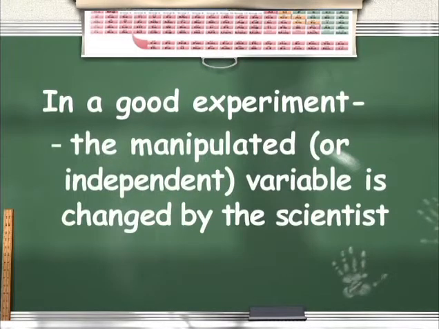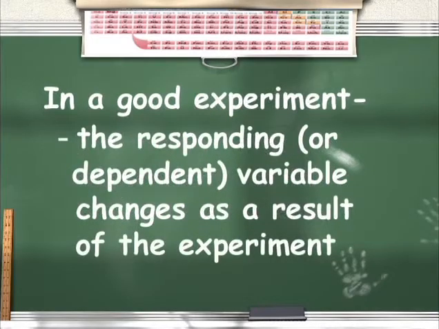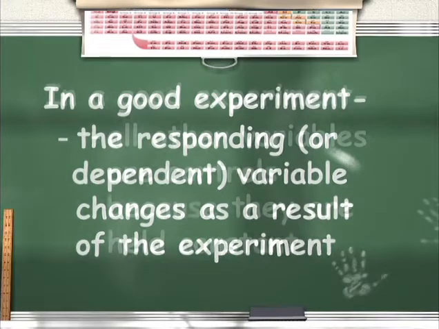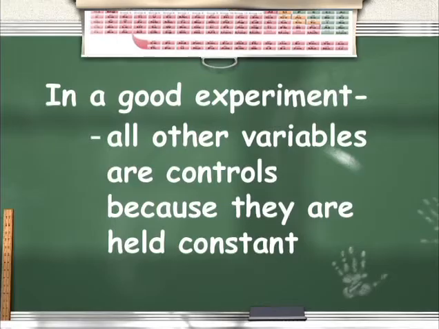The scientist changes one variable. It's called the manipulated variable because it is changed by the scientist and does not depend on any other factors. For that reason, it is also called the independent variable. The responding variable changes as a result of the experiment. It depends on the other variable and is therefore called the dependent variable. Any other variables that might cause the responding variable to change must be controlled or kept constant. For this reason, these are called controls.